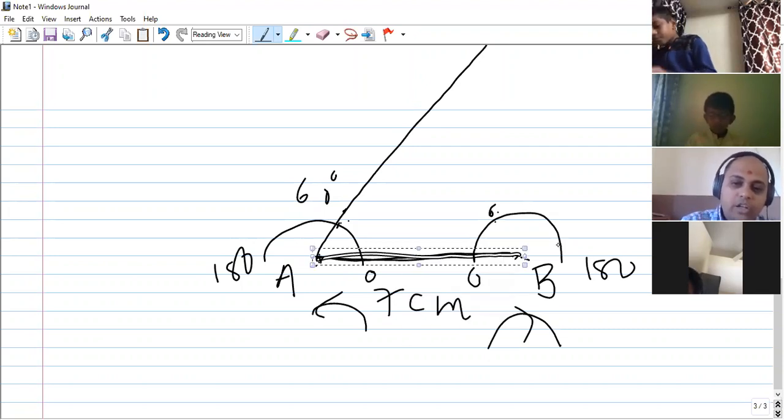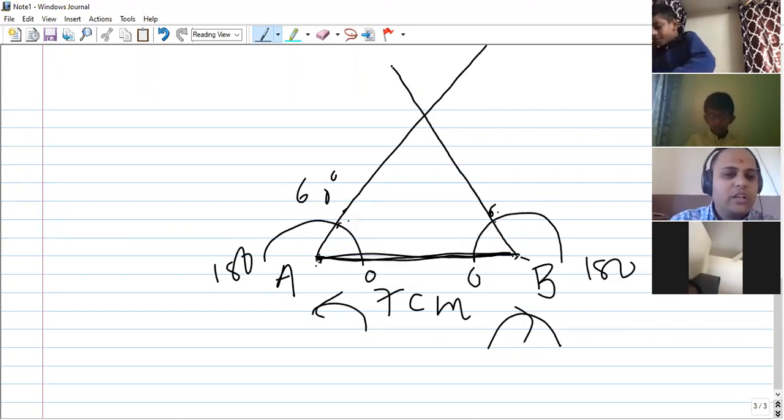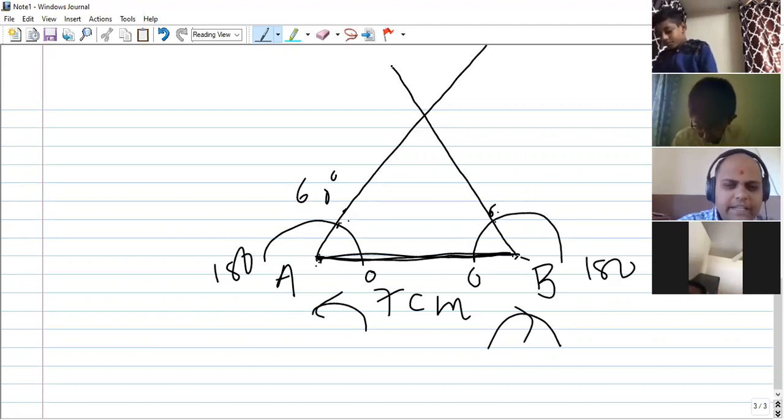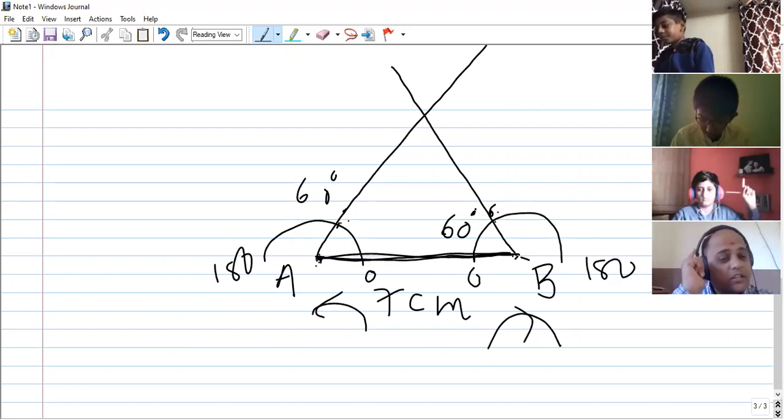And then from point B, draw another long line at exactly 60 degrees. This is very, very important. Come on, exact 60 degrees. Do it fast. Do these two lines cross somewhere? Keep doing it for now.